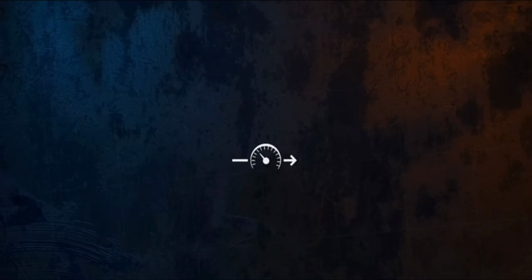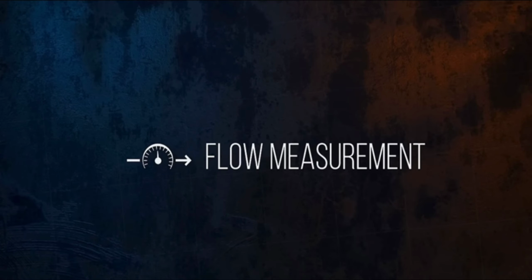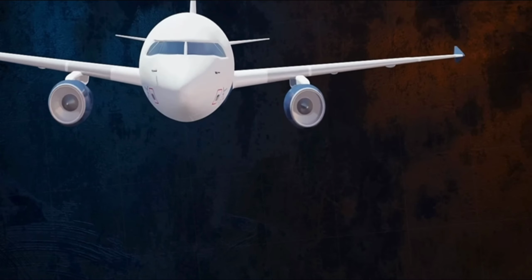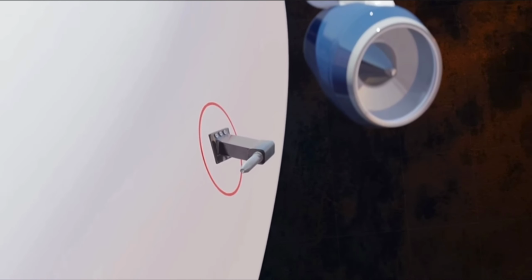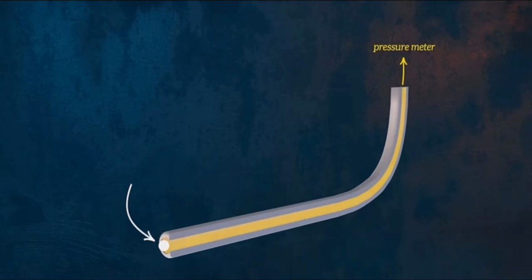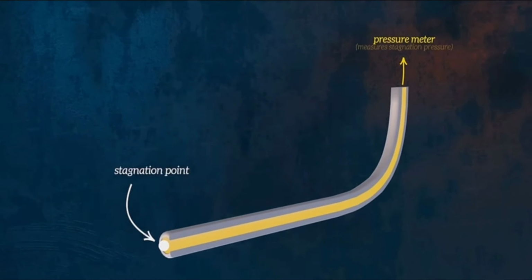Several different flow measurement devices rely on Bernoulli's equation to determine the velocity of a flowing fluid. The Pitot static tube is one such device. It is often used in aircraft to measure airspeed. How does it work? If I place a tube into a flowing fluid like this, and attach a pressure meter to the end of it, it will measure the pressure at the end of the tube. At this point, the fluid velocity is reduced to zero, so it is called the stagnation point, and the pressure measured by the meter is called the stagnation pressure.